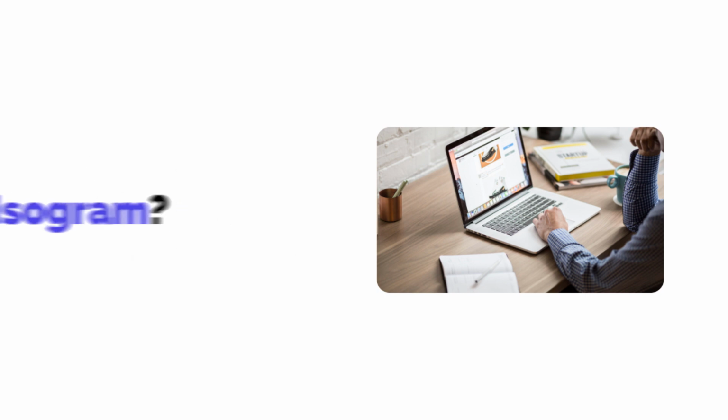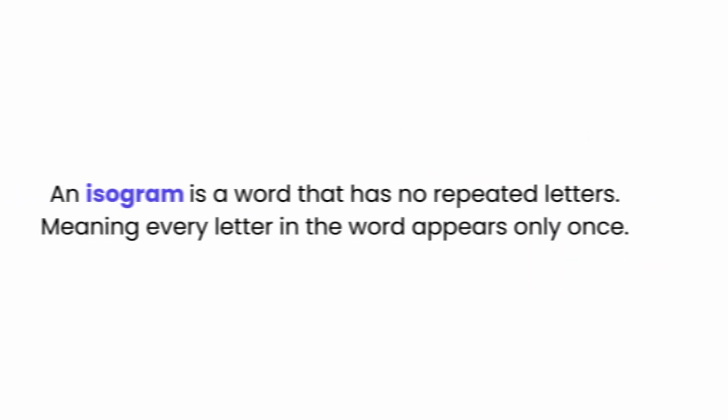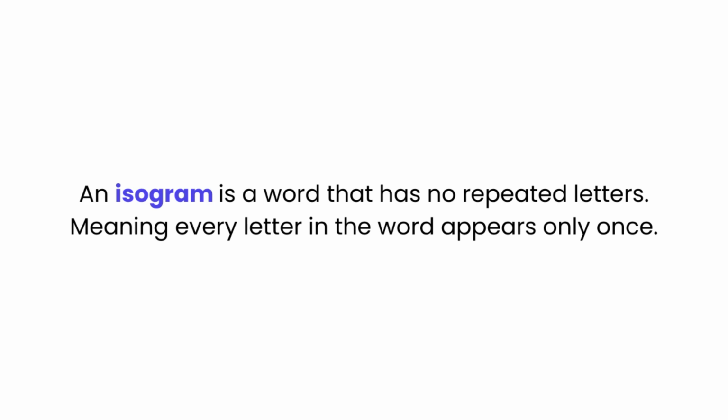That's it. Now you know what an isogram is, why it's important to check for them, and how to check for them in JavaScript code.